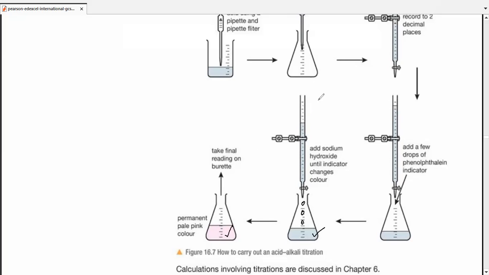As soon as that happens, we note the final reading. We have already noted the initial reading on the burette. Let's suppose this was the initial reading. We note down the final reading on the burette. Let's suppose this is the final reading. And then we try to work out this difference. This difference can easily tell us how much alkali has been used.